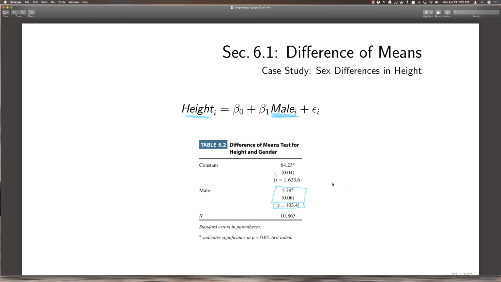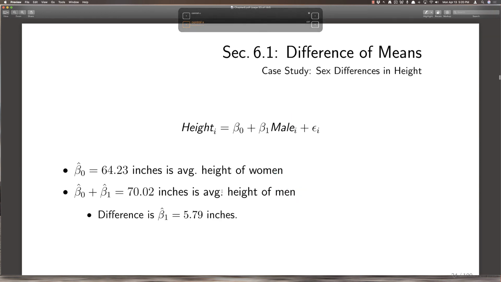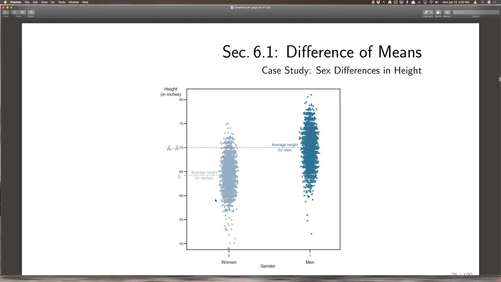Well, there's where I have to do a little bit of work. I have to add the beta naught hat plus the beta 1 hat. So that's going to be, what, 69, 70-ish, right? And I already have it calculated here on the next slide. So 64.23 inches is the average height for the women, and 70.02 is the average height for the men. The difference is 5.79. And we could have gotten the same exact information if we had run a version with female as the one.